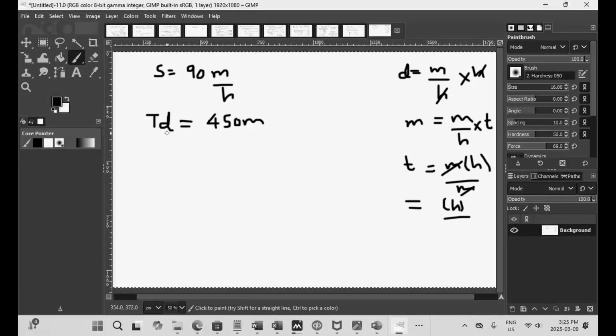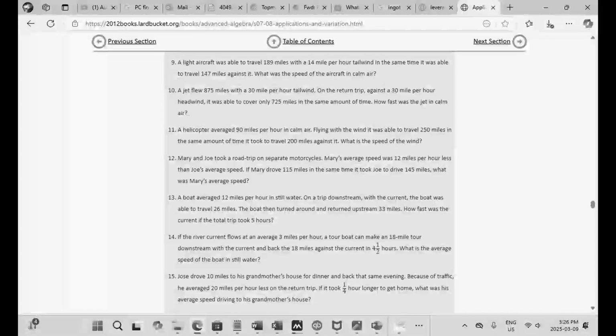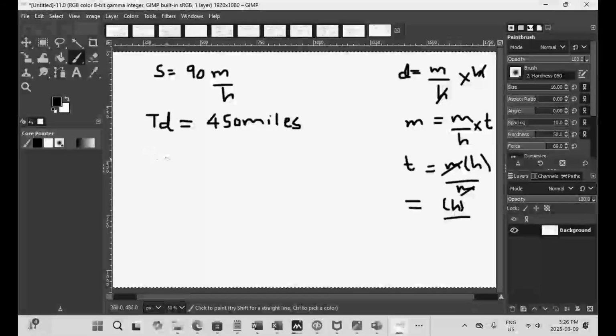So we know that the total distance is 450 miles, and we know that the speed of the helicopter is 90 miles per hour. However, there is a catch. In the first part of the journey, the helicopter is traveling with the wind. In the second part of the journey, the helicopter is traveling against it.